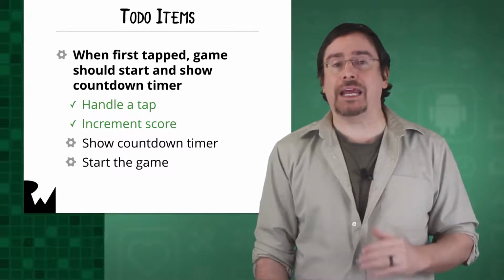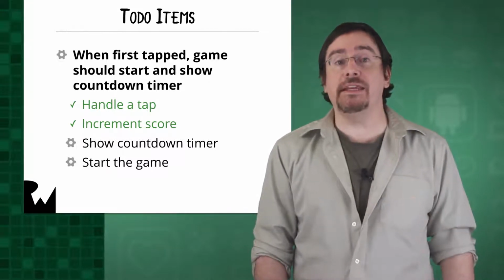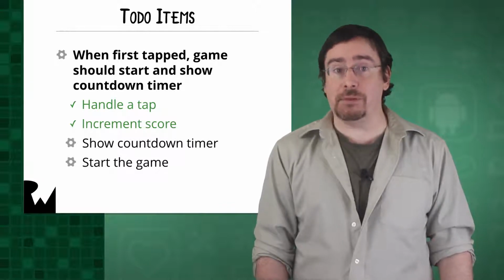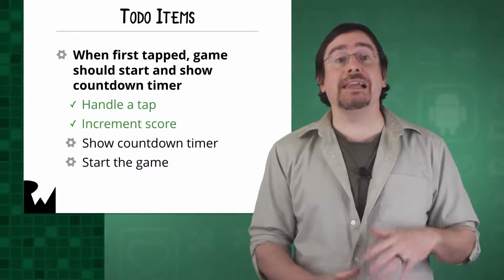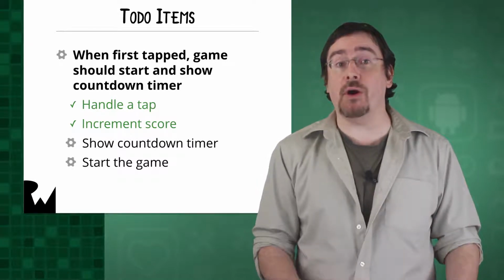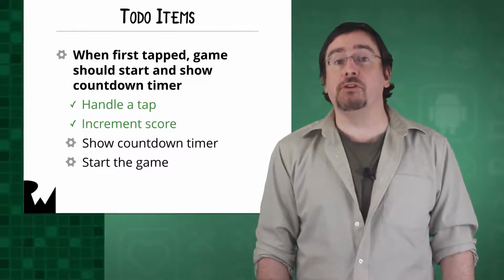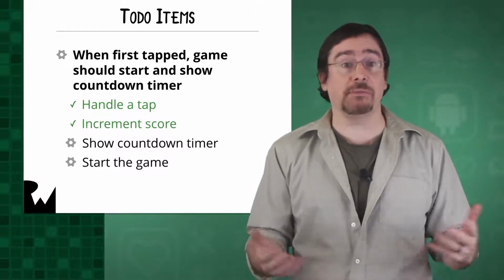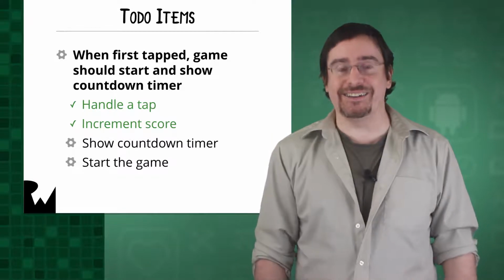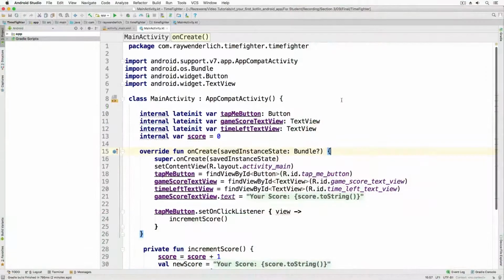Since the game is named Time Fighter, there needs to be some sort of time limit. That's where the countdown timer comes into play, since that limits the amount of time you have to increase the score. To do this, we're going to create a countdown timer object, which, surprise, surprise, manages our countdown. To get started, I have my project open to my main activity.